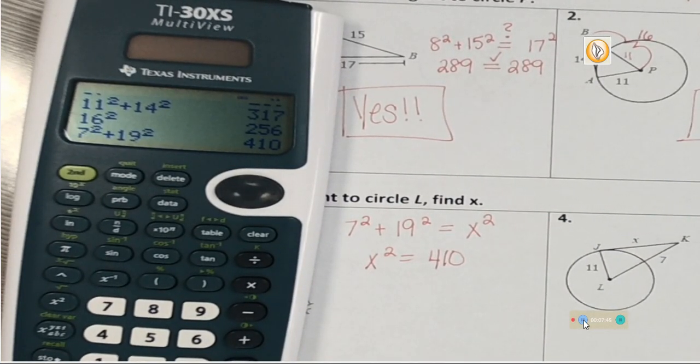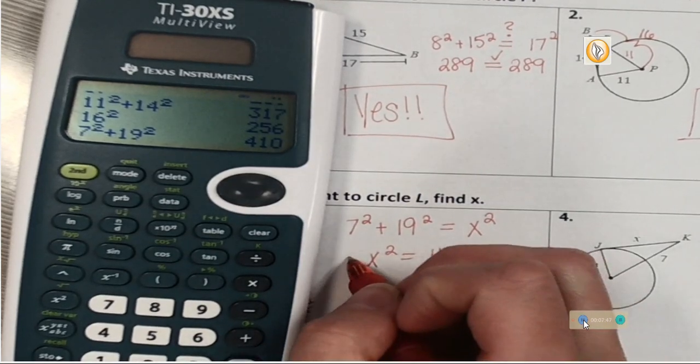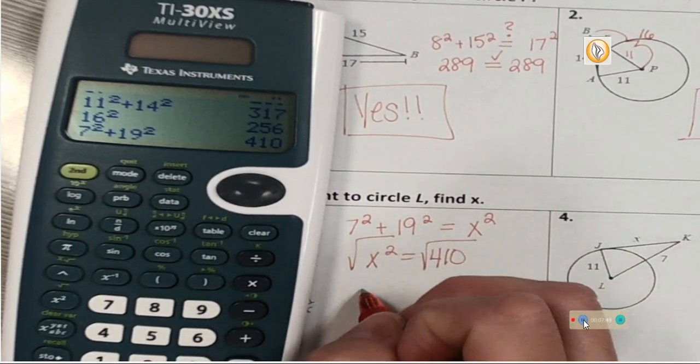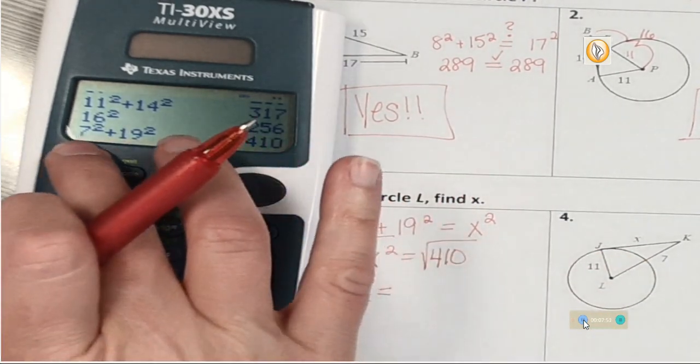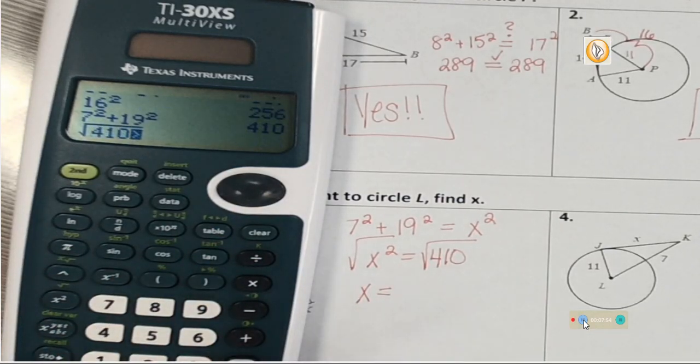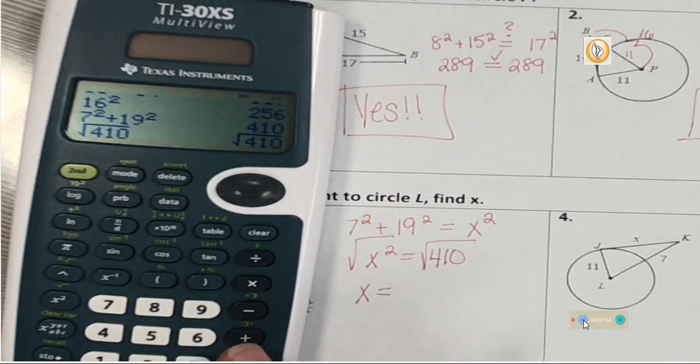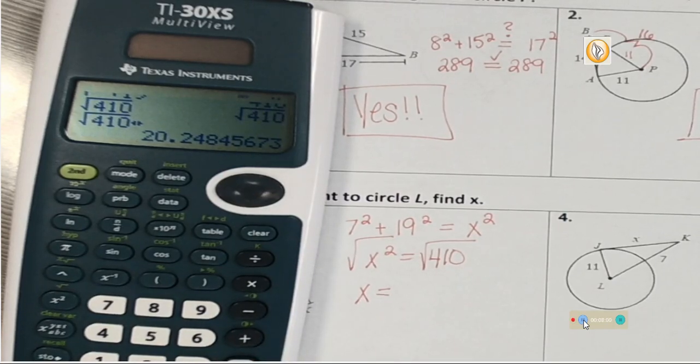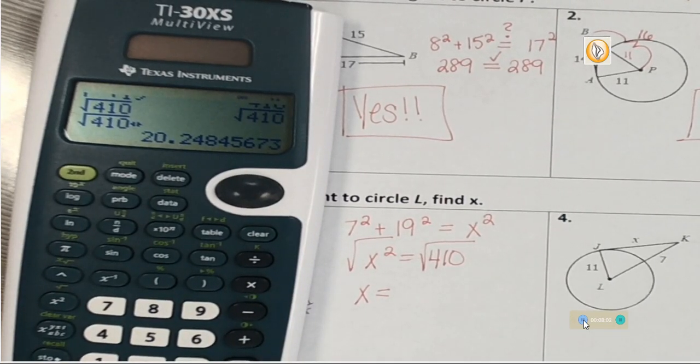How do you unsquare x squared? Take the square root. All right. So let me take the square root of 410. Okay? 410 gives me back the square root of 410, so that means it's a decimal. Now, you have to hear me very carefully because I'm telling you, and you need to make sure that this is how you round. You're doing a measurement.